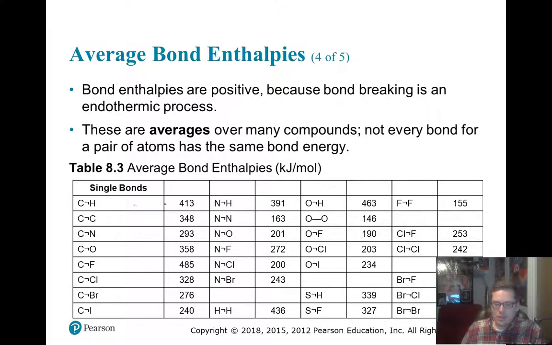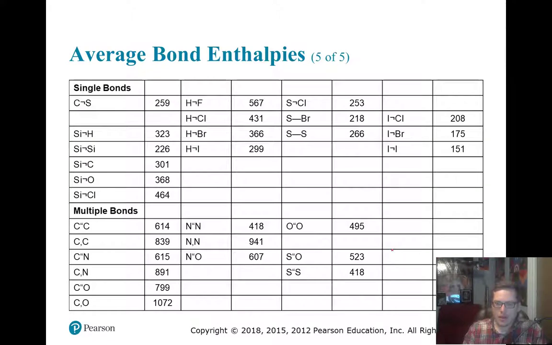If you break a CH bond, it takes 413 kilojoules per mole. If you break an NF bond, it takes 272 kilojoules per mole, and so on. Over here, we've got more single bonds listed out, and then we've also got multiple bonds. The two quotation marks here are double bonds. So this is a C double C bond. That's 614 kilojoules per mole. And then the comma is a triple bond, so that'd be your 839 kilojoules per mole.